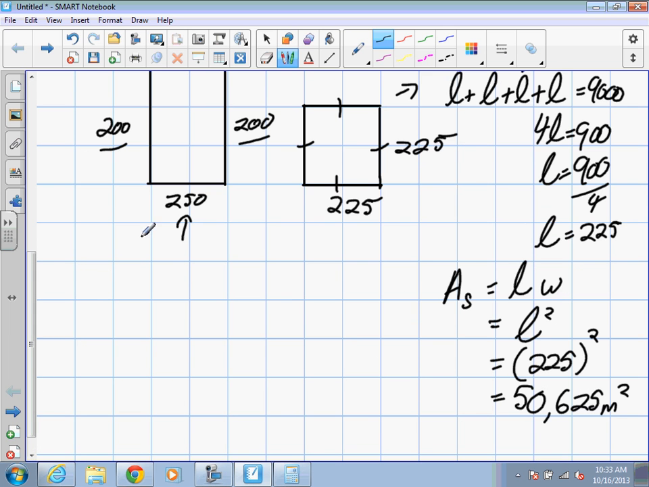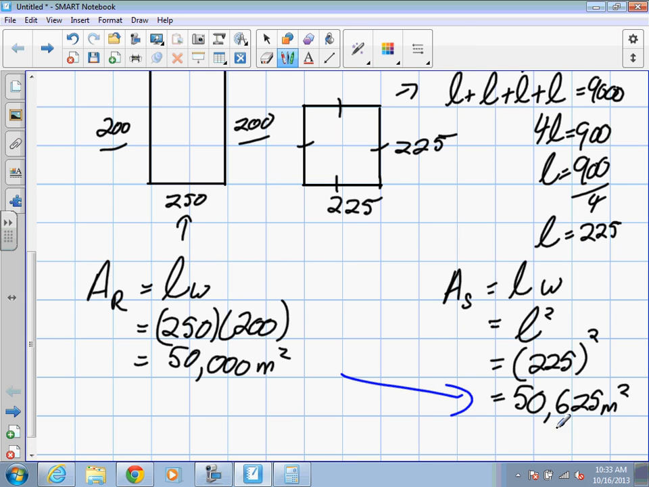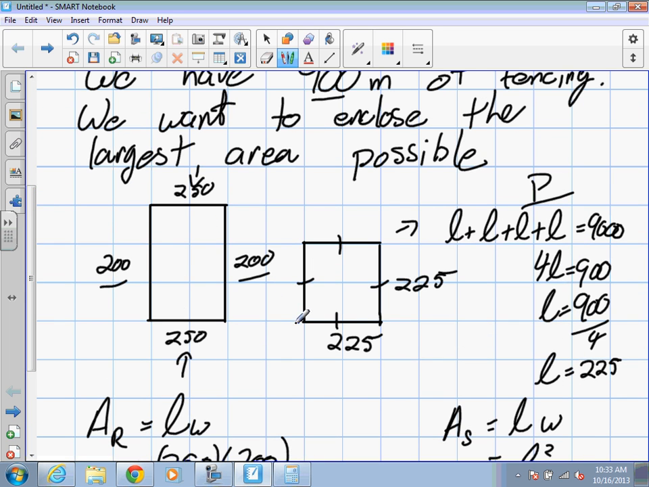So the area of a rectangle is length times width. And in this case, we get 250 times 200. What is it, 50,000? Okay. Is that larger or smaller than the square? Okay, that's right. The square gave us more area. I was able to enclose a much larger area. And this idea, the farther we get away from a square into maybe a very elongated rectangle, the less area we're going to get. Okay? So, what that means is for a four-sided shape, what is our most efficient shape? A square. A square is most efficient.